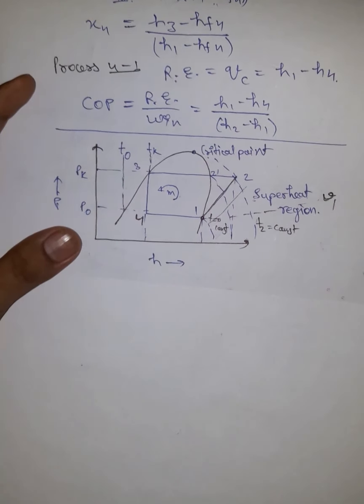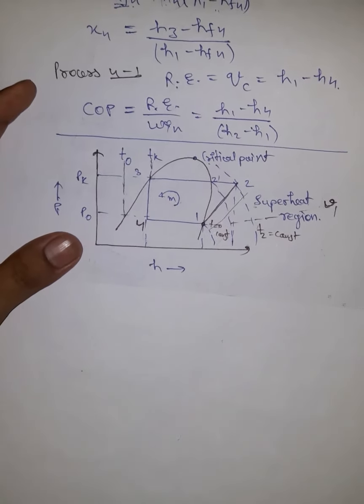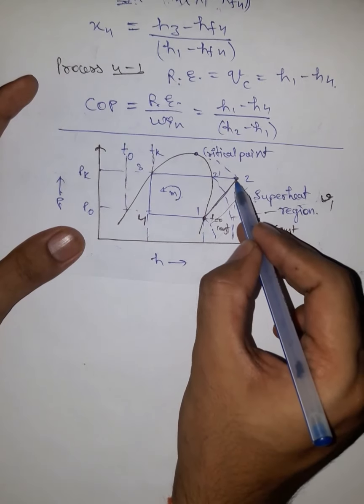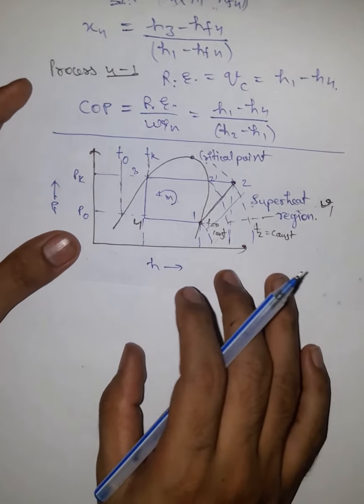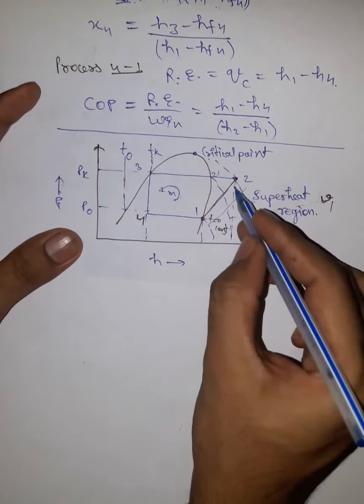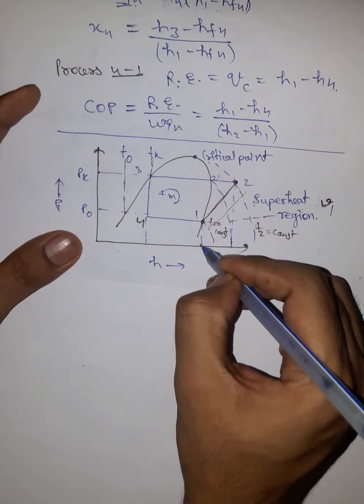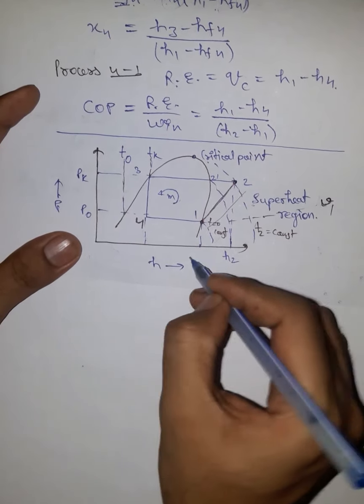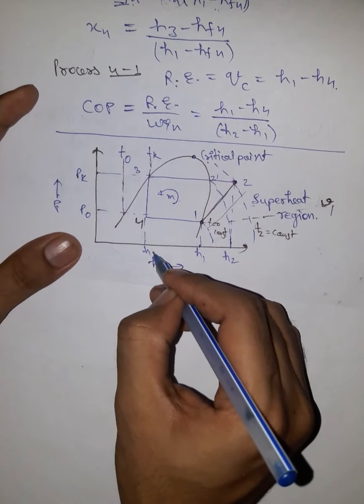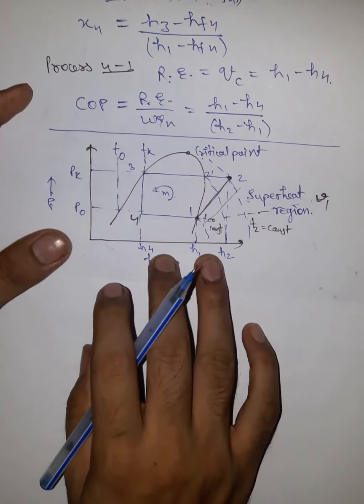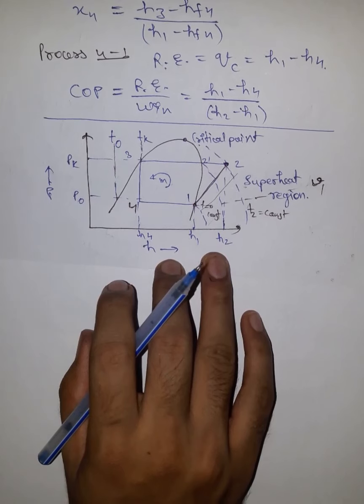Now why have I drawn this? Actually we need to know how we can get this temperature T2 in our processes. That will be a major point to be calculated in the numericals. This is H2, this is H1, and this is H4. So let us move further.